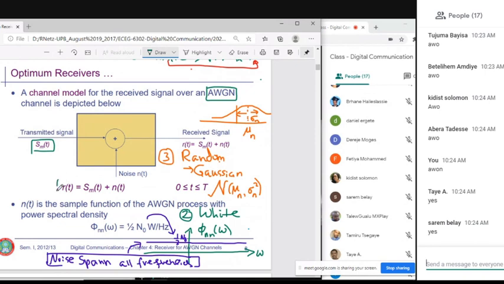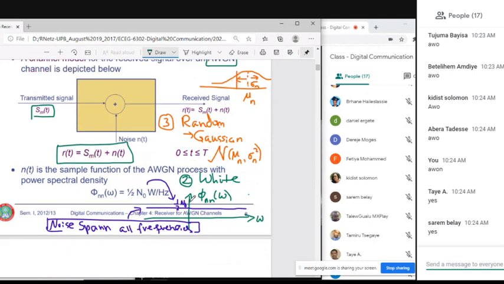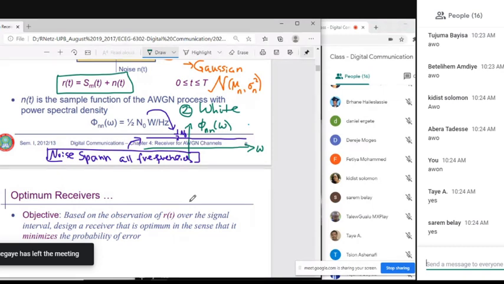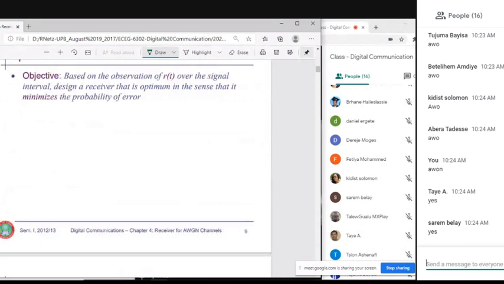The received waveform r(t) would be the transmitted waveform s_m(t) plus the noise. Now, here is the question. Given that r(t) is an algebraic sum of the desired signal s_m(t) and an unwanted signal n(t), what would be the task of a receiver?